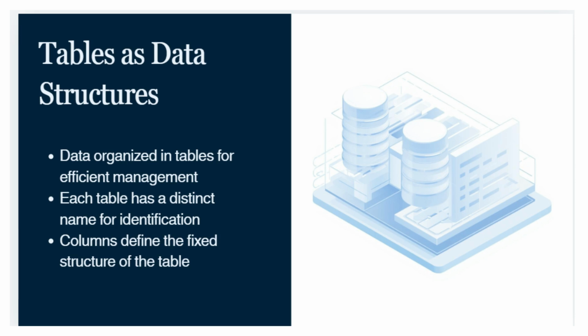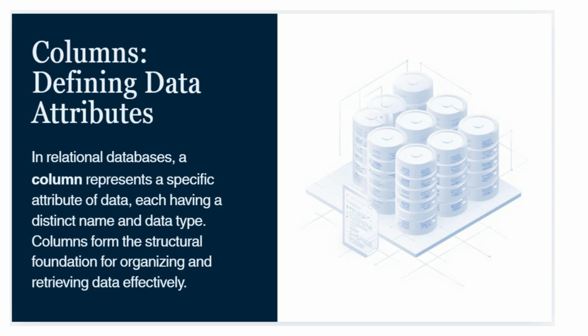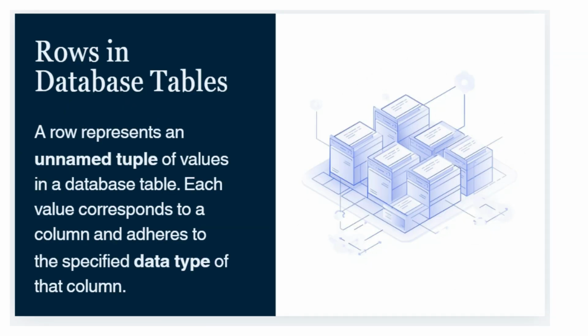In relational databases, data is organized into tables. Each table has a name, a fixed set of columns, and a varying set of rows. Think of it as a grid, where the structure is stable, but the content can change. Each column in a table has two defining features, a name and a data type. The name identifies the column, while the data type specifies what kind of values can be stored there.